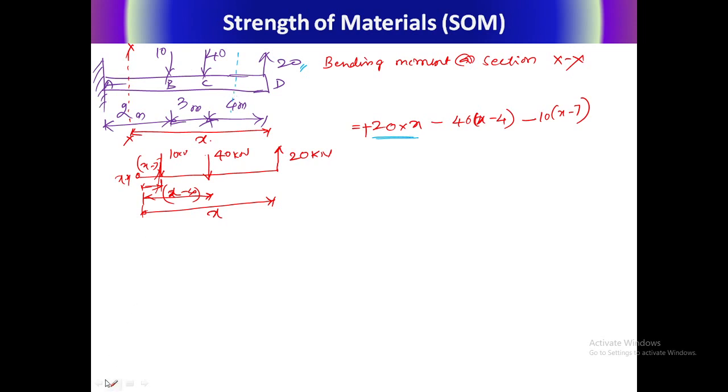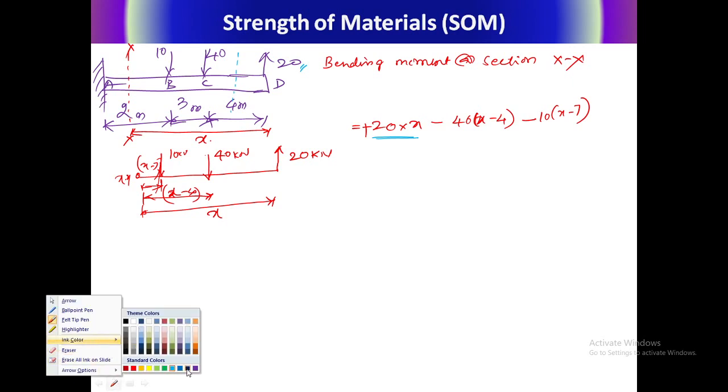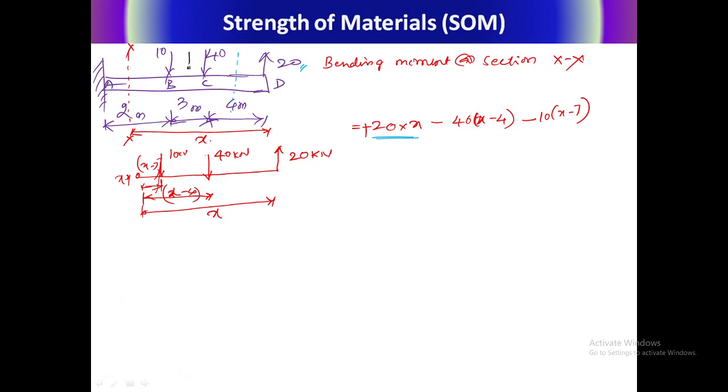Suppose I want to find the bending moment at this location, now we need to consider this parameter and this parameter. That means the distance related to 20 kilonewton and the distance related to 40 kilonewton. Suppose you want to consider the 10 kilonewton load also, then you need to consider this parameter. You got the equation? How to write the equation? Is it clear? I hope you got the equation.